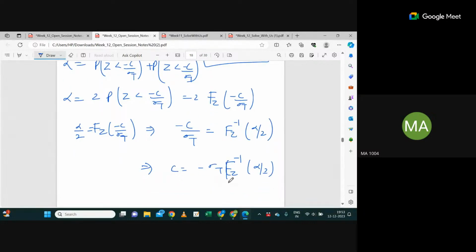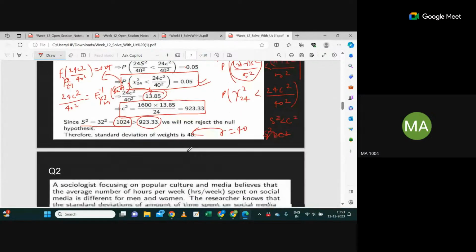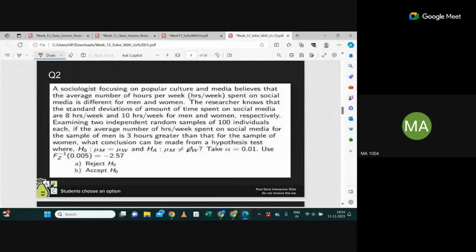This value will be provided. So from here we will get the value of c, and from the data we will find the modulus of t, which is nothing but modulus of y bar minus x bar. We will compare. If this is greater than c, I will reject H naught, otherwise accept it. So some rough idea is clear. Then we can move to the question. It's clear to everyone?